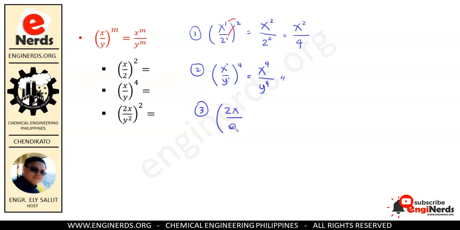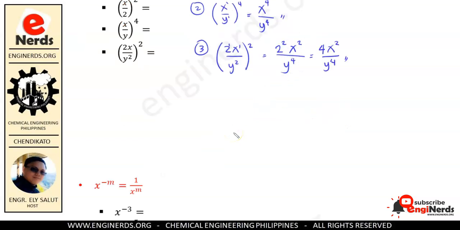2x over y squared, all squared. So, all of these have an exponent of 1, right? So, we just multiply. Our denominator, the y, has an exponent of 2, so this will be 2. Then, the exponent 1 times 2 is equal to 2 for the x. The exponent of 2, 1 times 2 is equal to 2. Then y, the exponent 2 times 2 is equal to 4. So, this is equal to 2 squared, which is 4, x squared over y to the 4th. Okay? So, this is our final answer.